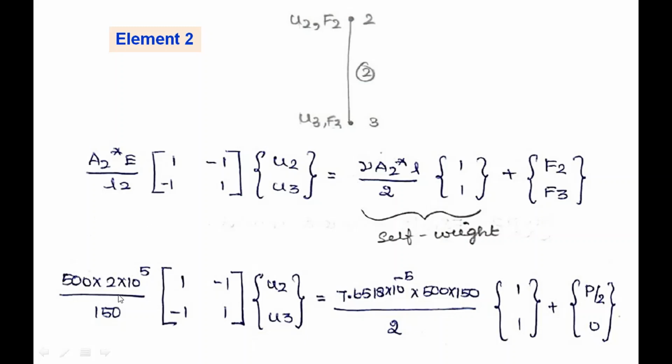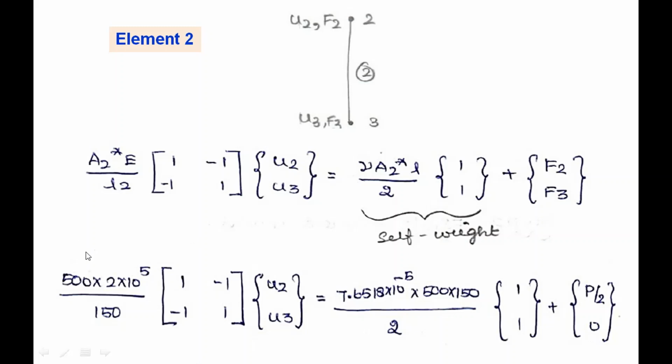Now substituting the values: A2 star is 500 mm square, E, Young's modulus, is 2 into 10 to the power 5, L2 is 150, U2 and U3 are the displacements, and here the gamma value is 7.6518 into 10 to the power minus 5 Newton per mm cube, 500 is the A2 star and 150 divided by 2. Coming to the external part, F2 is P by 2 because it is the common node, and P by 2 was already considered for the first element equation. F3 is 0 because it is free and no load is acting, so we are putting 0.